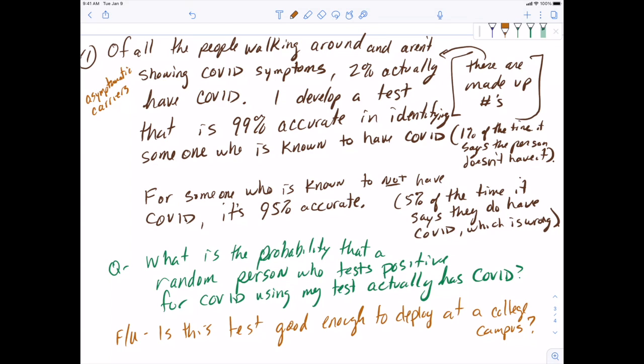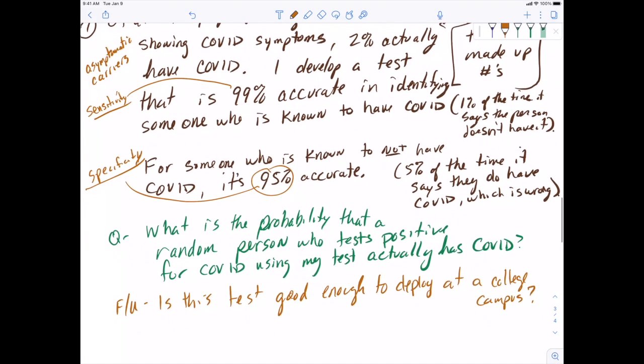So the question is: what is the probability that a random person who has a positive test for COVID using my test actually has COVID? For those of you who are interested, this 95% number is called specificity, and this 99% number is called sensitivity. You don't need to know that, but it's just of interest. Okay, so what is the probability that a random person who tests positive for COVID actually has COVID?